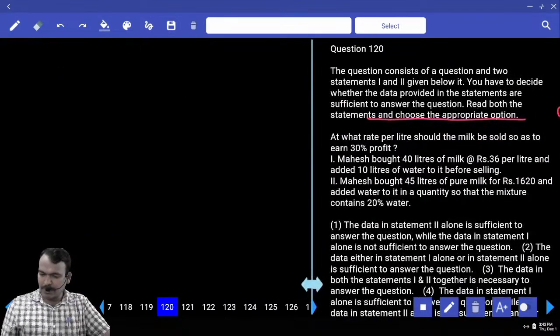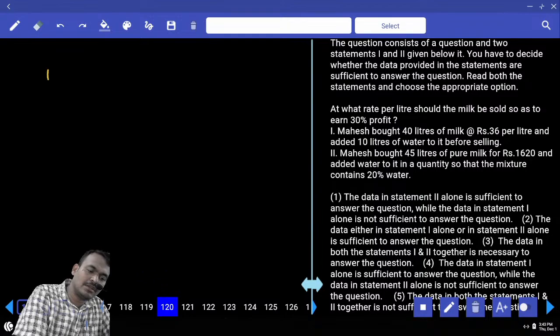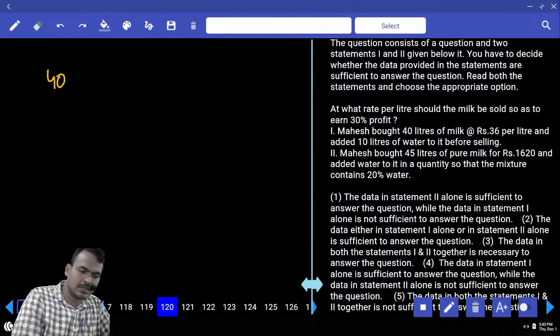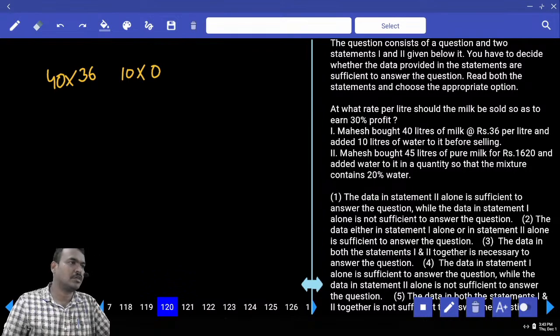But the first statement: Mahesh bought 40 liters of milk. Per liter is how many rupees? 36. And it is added to how many liters of water? 10 liters of water to it before selling. How many liters of milk? 40 liters. Every liter is how much? 36 or not? How many liters of water is added? 10 liters. Water per liter is always 0.